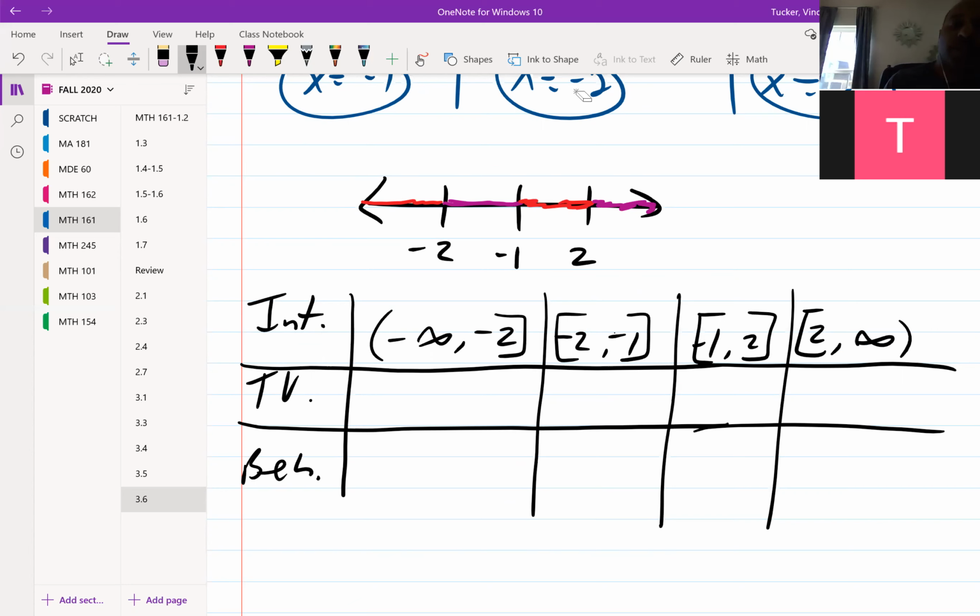All right, so we need test values now, something less than -2. We can do -3. Something in between -1 and -2, -1.5. Something in between -1 and 2, 0, and then something greater than 2, 3. And once again, you do not have to choose those values, but whatever you choose has to be in those intervals.